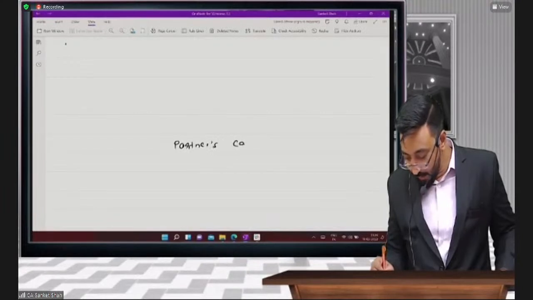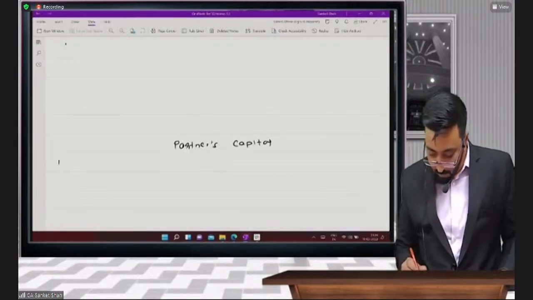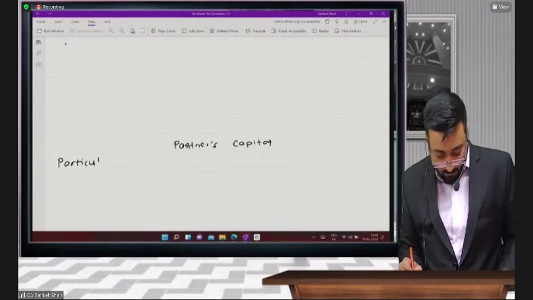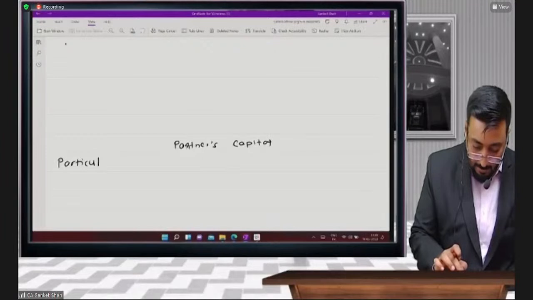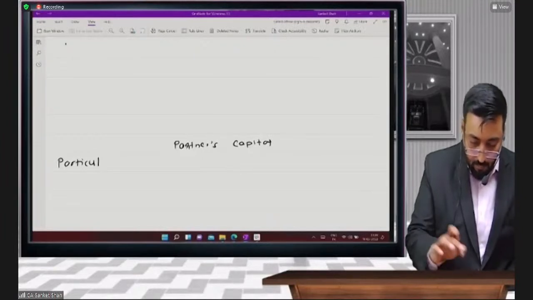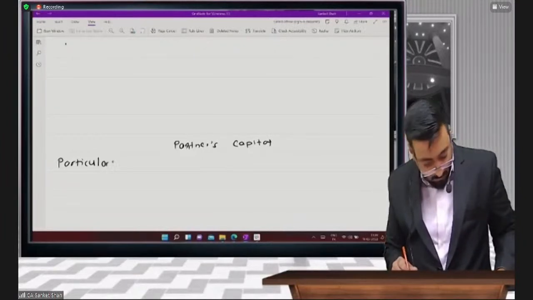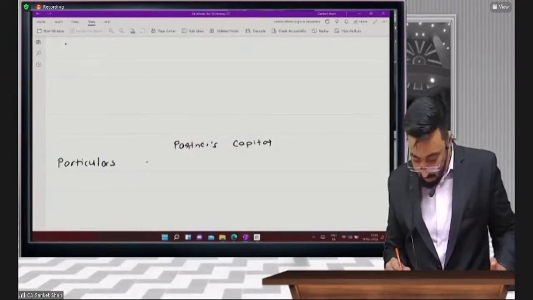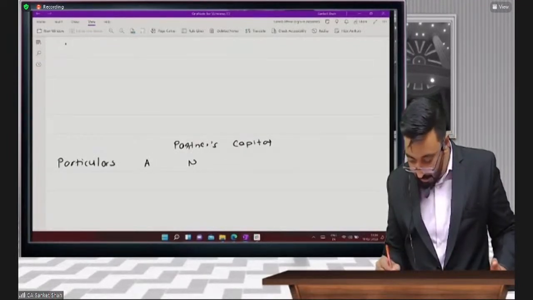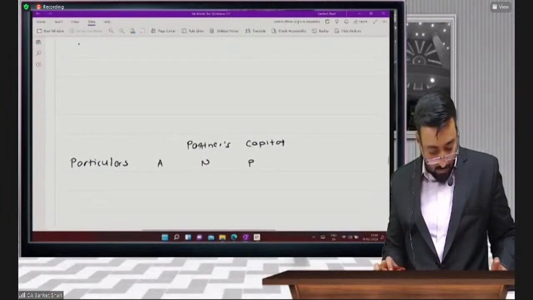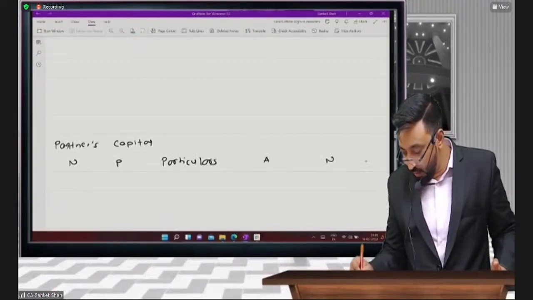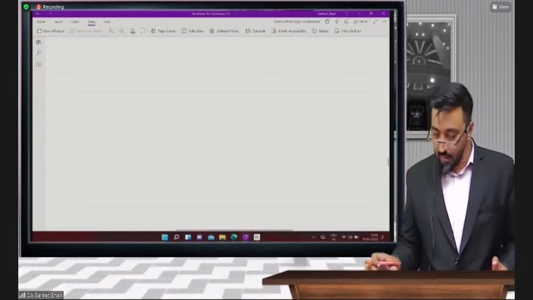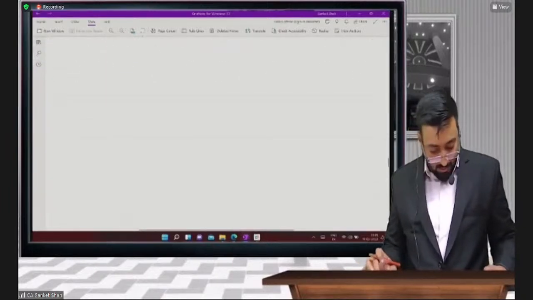Partners capital account beta. Particulars. Yes beta. Partners capital account. Particulars. Aro, Niro, Puro. So shortcut I'm using now. You also use shortcuts. Particulars Aro Niro Puro, because we do not have time. So just finish it off. Yes, draw it for 8 lines.